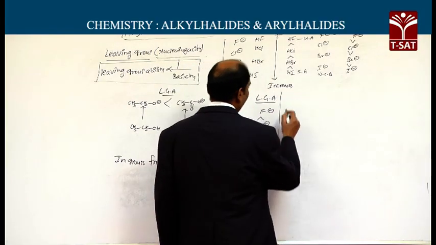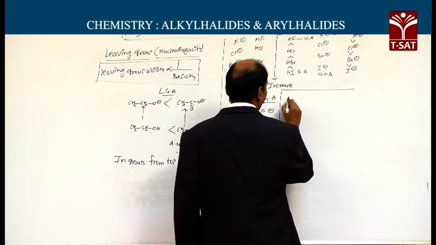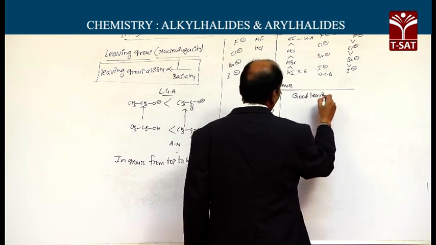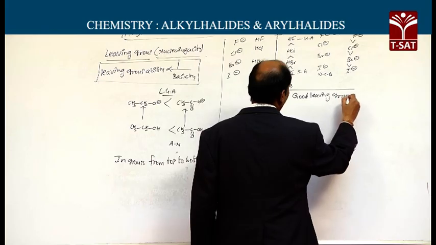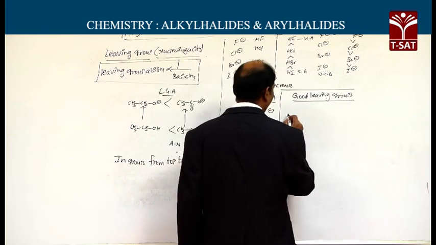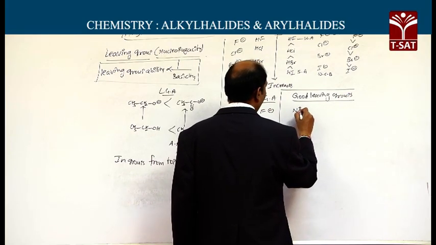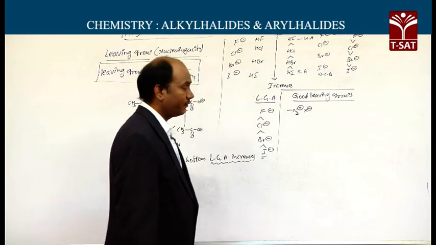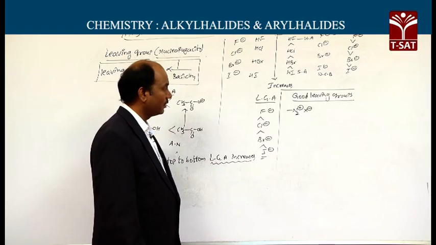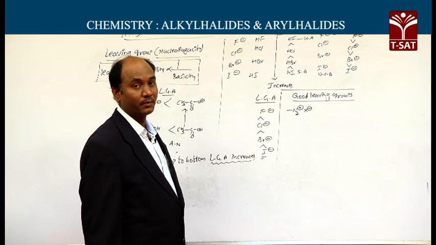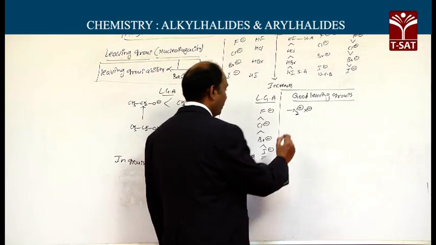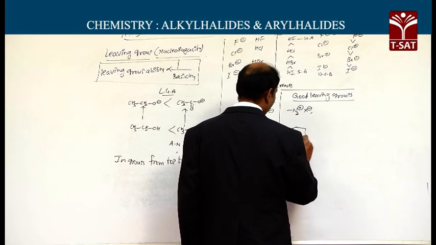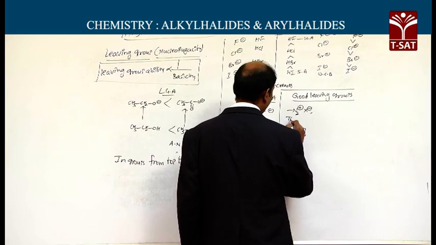Similarly, let us discuss some good leaving groups. The good leaving groups are, for example, diazonium salt N2X minus, which is a good leaving group. After the elimination of N2 plus, it becomes the more stable N triple bond N. Similarly, suppose you take this one, this is called tosylate.